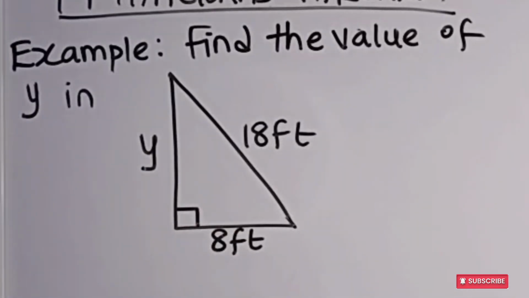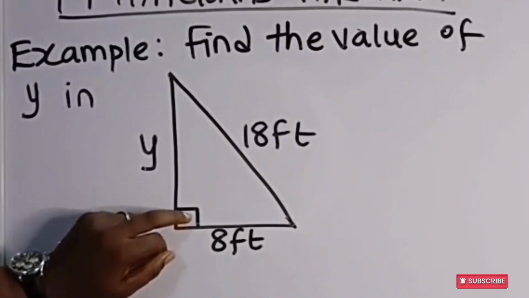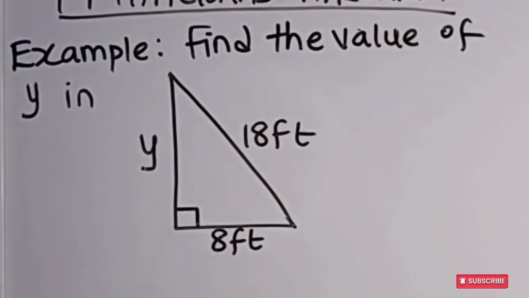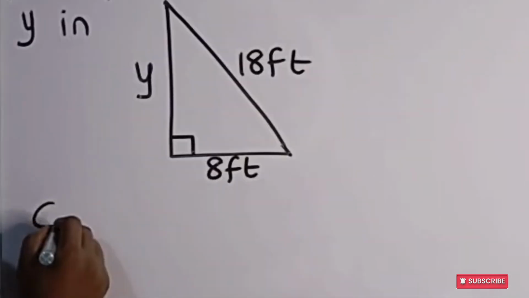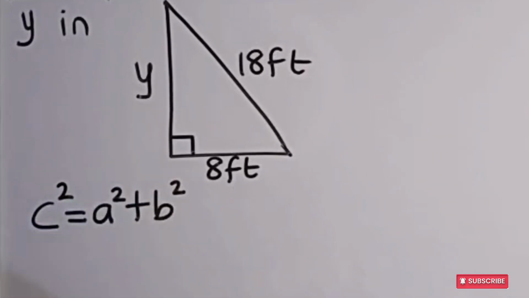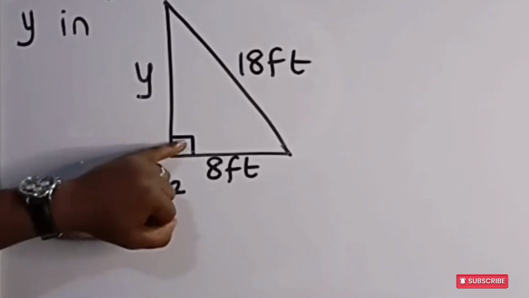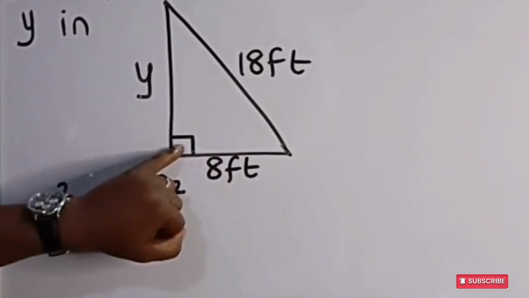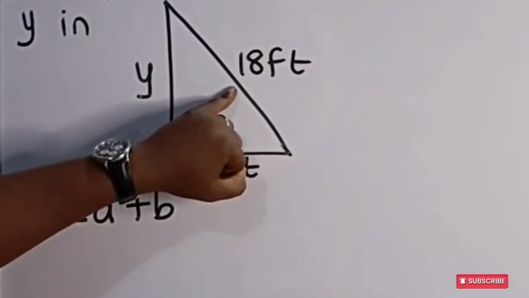So we know that this is a right angle triangle because of the sign here. First thing we need to do is write the formula. So the formula is c squared is equal to a squared plus b squared. What's our c? 18 feet. So our c is always opposite the 90 degrees. So 90 degrees, the one opposite it is our c.